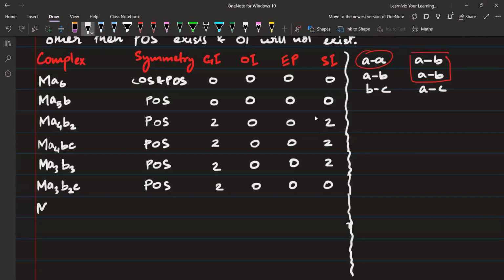Now we have M, A3, B, C and D. So in this case, when we have B, C and D, let's do it like this. In this case there will be B, C, D arranged in some way like this. Make sense, yes or no?